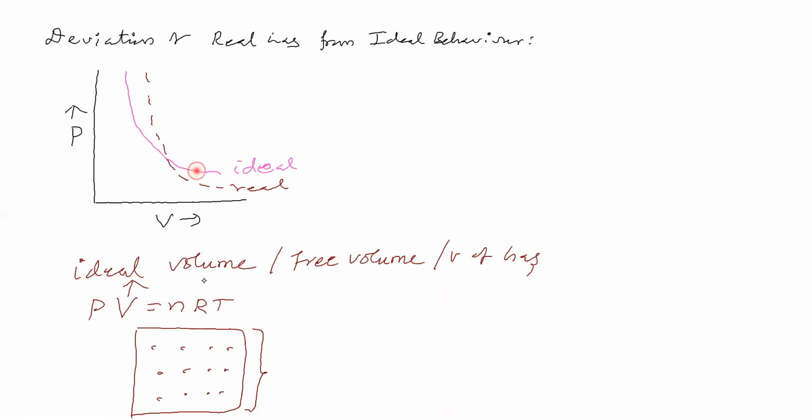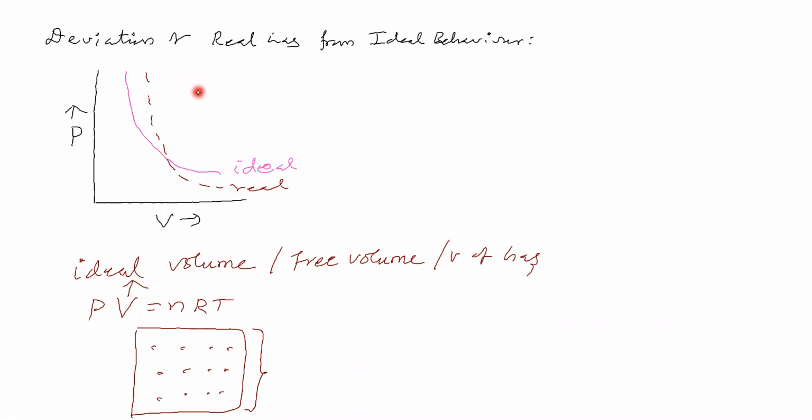For ideal gas, the curve is like this. For real gas, the curve is like this. So real gas is deviating from ideal behavior with respect to two points. What are the two points? Ideal gas means there is no attraction or repulsion between the gas molecules. In real gas, attraction is possible between gas molecules, and repulsion is also possible.